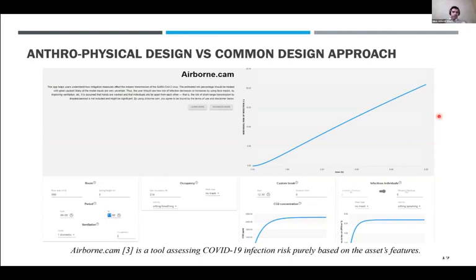This shows the Airborne tool, which has been developed by Cambridge University. It's online through the link that I've given, airborne.com. And it's looking at exactly the same problem that we've solved. The only thing is that it doesn't have any anthropic layer. There's no simulation, no over-time simulation, and it's only looking at the features of the building.